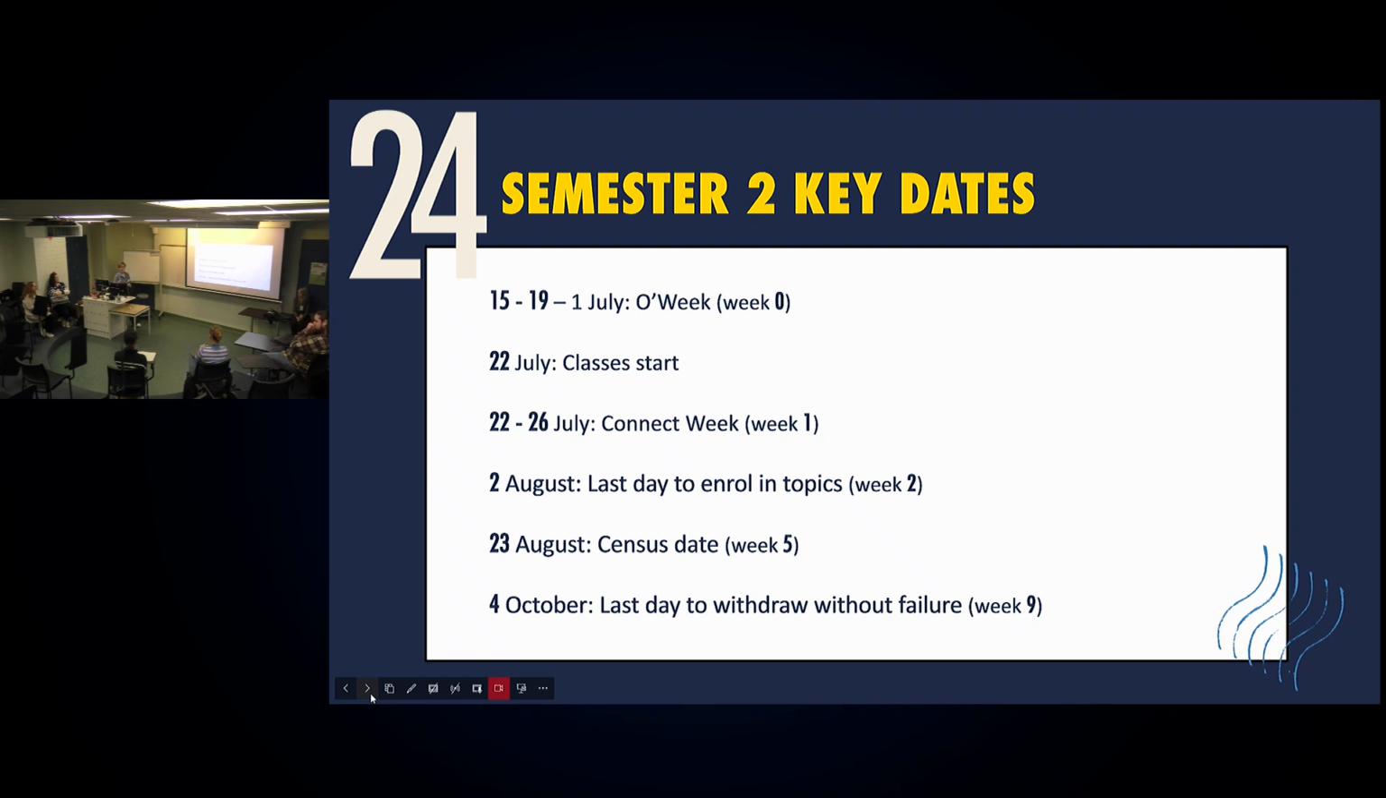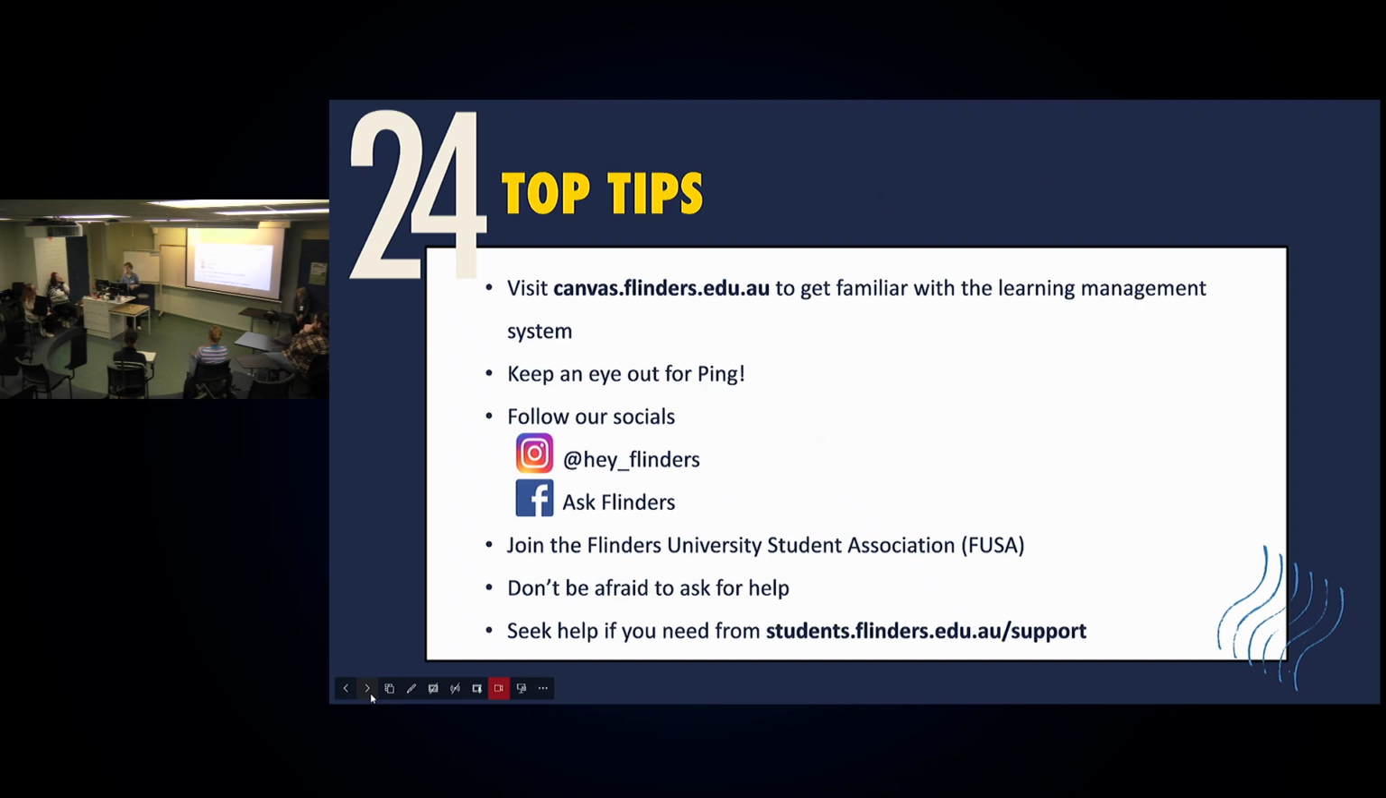So these dates, all the critical enrolment dates, all the important semester dates, are all available on Compass, the student website as well. Top tips for starting at Flinders: become familiar with Canvas or Flow, the learning management system, and I've already told you about how you can do that. There is the Ping newsletter. It's an all-student, across the university newsletter that will send out information that's relevant to all students who are studying at Flinders.